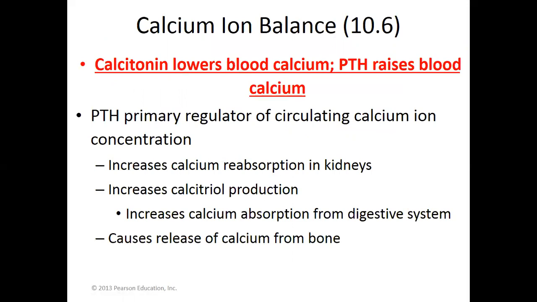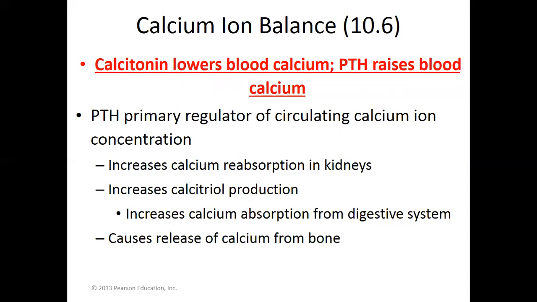So calcitonin, when calcium is too high in the blood, brings it down. And parathyroid hormone, when calcium is too low, brings it up. Parathyroid hormone is the major regulator of circulating calcium because calcium that's too high in the blood is pretty rare. You store most of the calcium in your body in bone. So if it does become too low, you can go get it from the bone, basically. But very rarely is calcium too high in the blood.